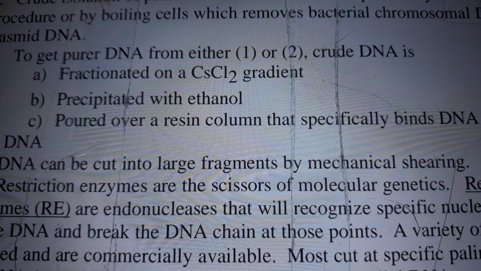3 would be to get pure DNA from either 1 or 2. Crude DNA is, A, fractionated on a CaCl2 gradient, and precipitated with ethanol being the second part, and third would be poured over a resin column that specifically binds DNA.